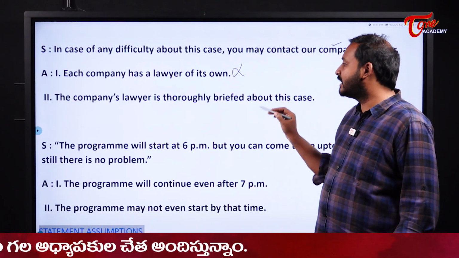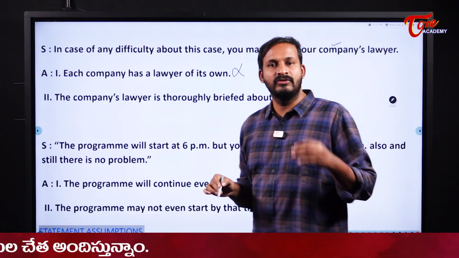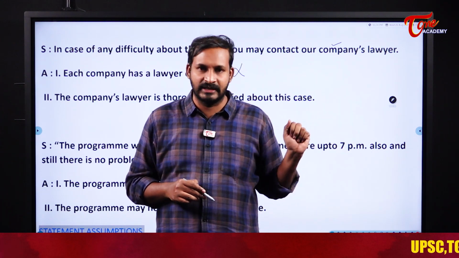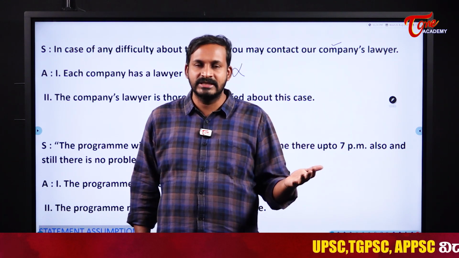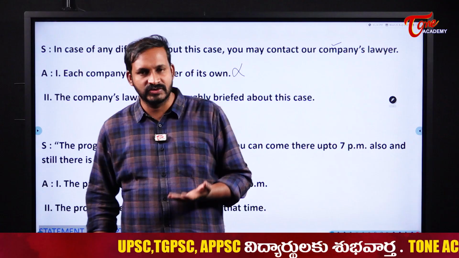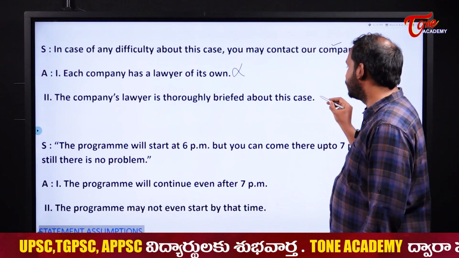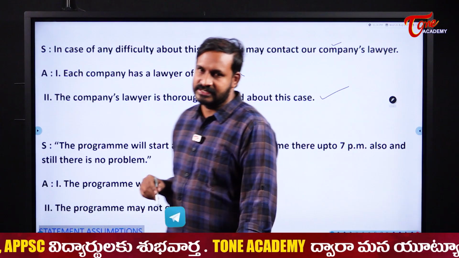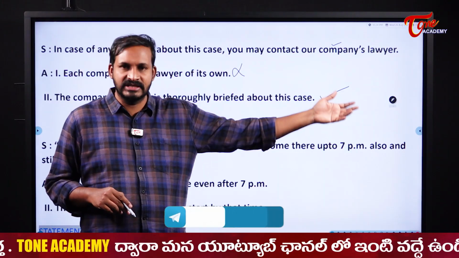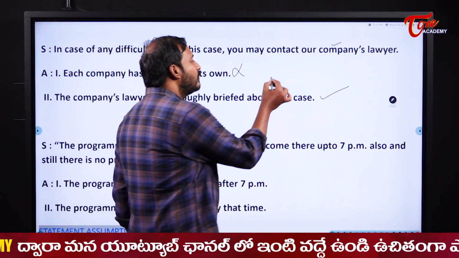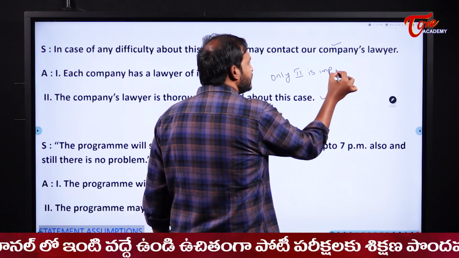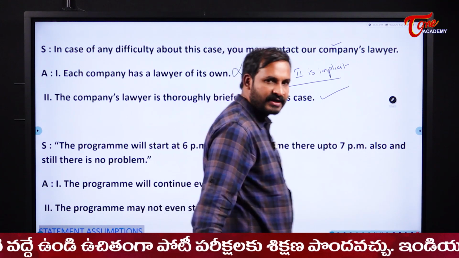Now, the company's lawyer is thoroughly briefed about this case. Yes, he knows each and everything of that case. That is the reason, if you have any doubt, they told you to contact that person, right? If he doesn't know about that case, why would anyone suggest meeting him? That is completely wrong. So, definitely the company's lawyer is thoroughly briefed about this case. He knows the case completely, in and out. That is the reason, if anyone has any doubt, you can just ask that lawyer. So, here only the second is implicit. Only the second assumption is implicit for us here.